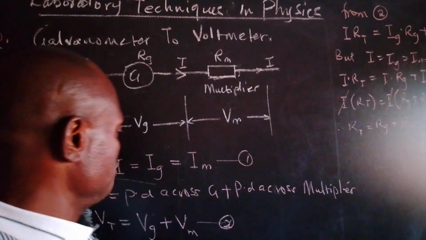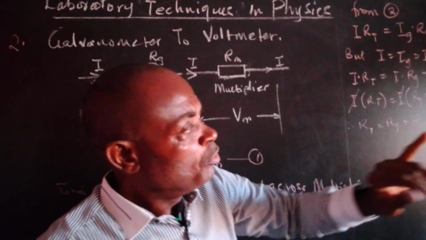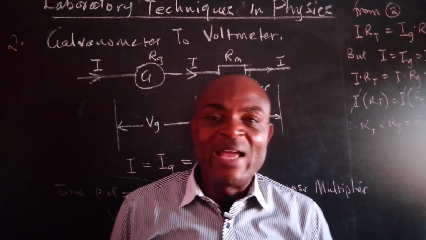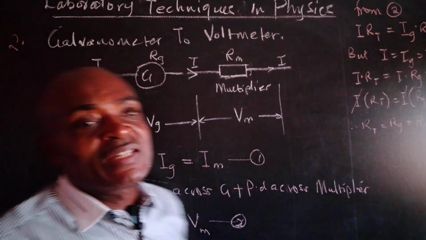So at this level, we can write 3 different equations. This is 1, 2, and then 3. These 3 equations will help us to be able to convert a galvanometer to a voltmeter in the laboratory.